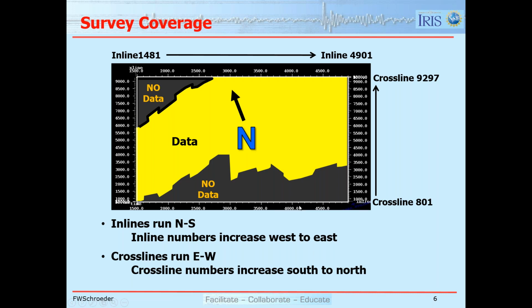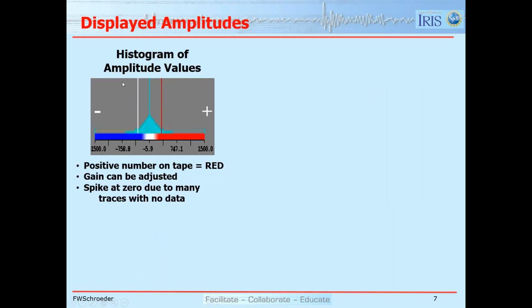The cross lines are perpendicular to the direction the boat sailed. So in this case, I'm going to talk about east-west. The lower numbers, 1000, is on the south. And as I go north, it goes up to 9000. So just understanding the inline direction and in which direction do the numbers increase, also understanding the crossline direction and which direction the crossline numbers increase. That's usually the first thing I do when I get a brand new 3D survey to work on.